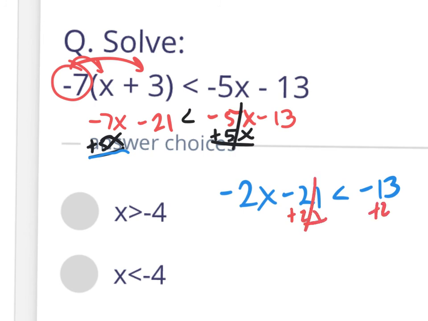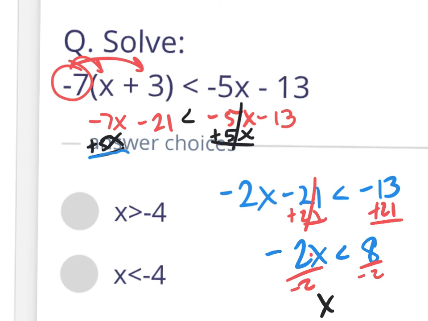And what you do to one side, do to the other, add 21. Let's rewrite what we have. We have -2x is less than 8. And let's continue to solve, getting rid of the multiplication of -2 right in front by dividing by -2. Our final answer will be x is, because we divided by a negative, you have to flip the inequality symbol, and x is greater than -4.